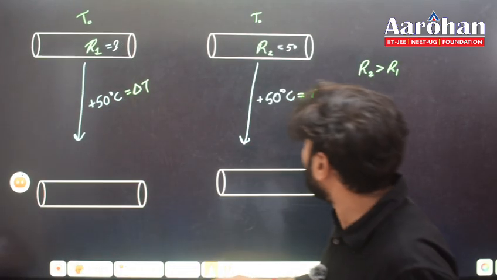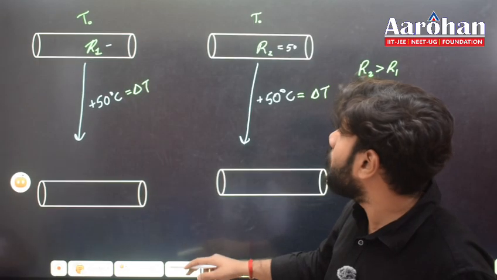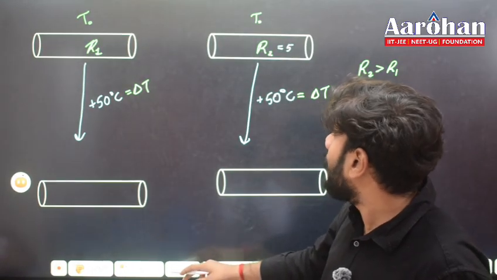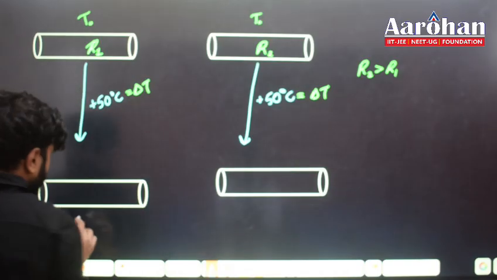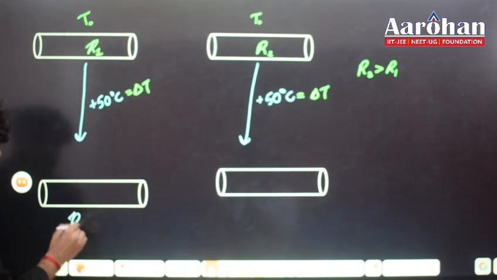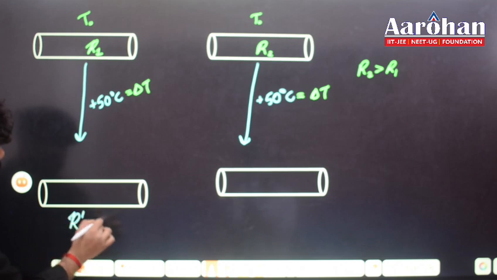But what we figured out is that even the change in resistance, I'm not talking about the final resistance, I'm talking about the change in resistance. See, you should know here the final resistance, let's call it R1 dash, will be your what?